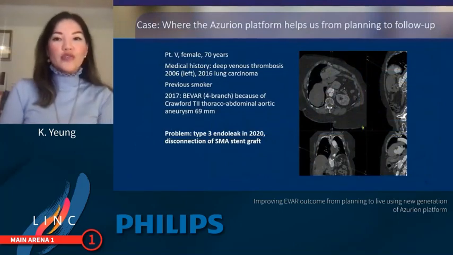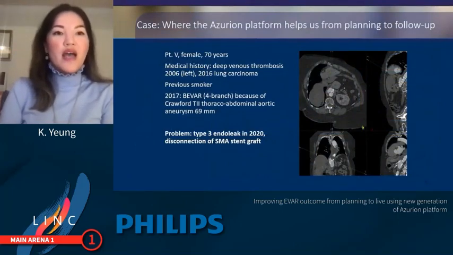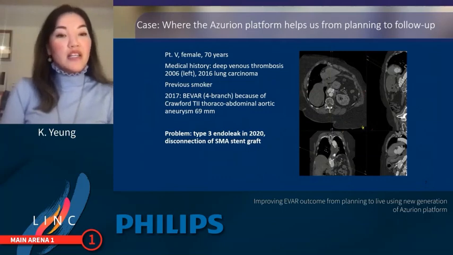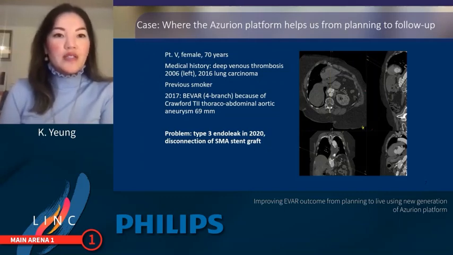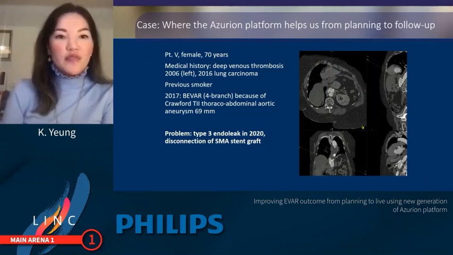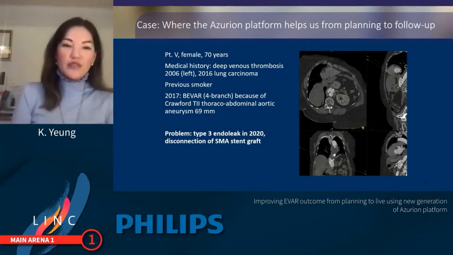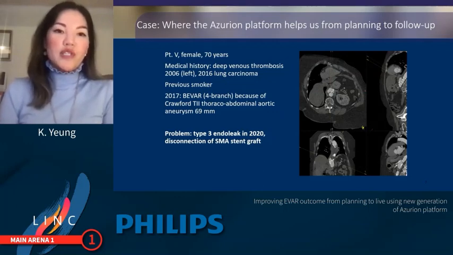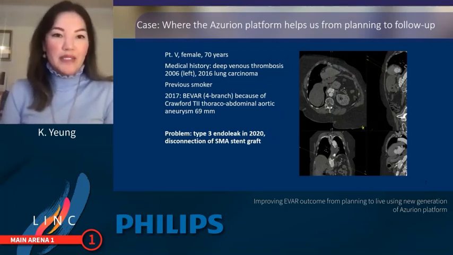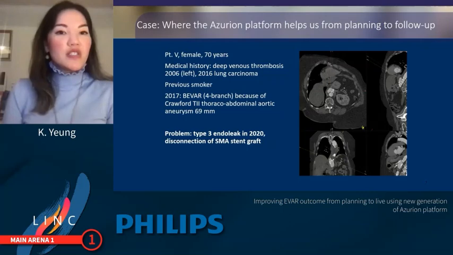So today we focus on the EVA and the smart CT, and I will do that by example. I want to present to you a case where the Azurion Platform helps us from planning to follow up. This case involves a female patient of 70 years, a previous smoker, and she received in 2017 a BVAR procedure, a full-branched, because of a COVID type 2 thoracoabdominal aortic repair, aneurysm of 69 millimeters.